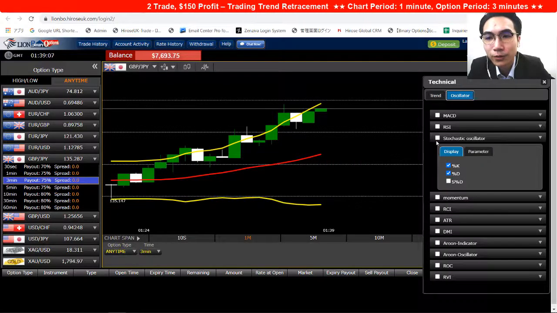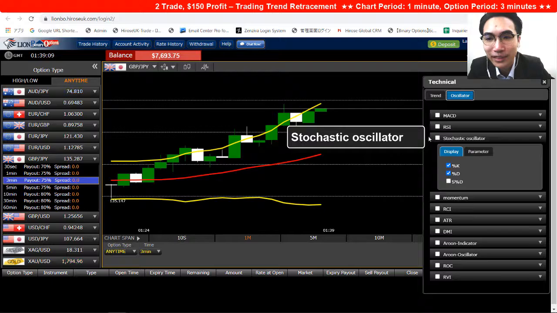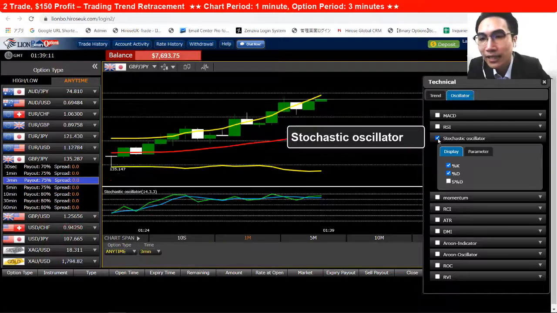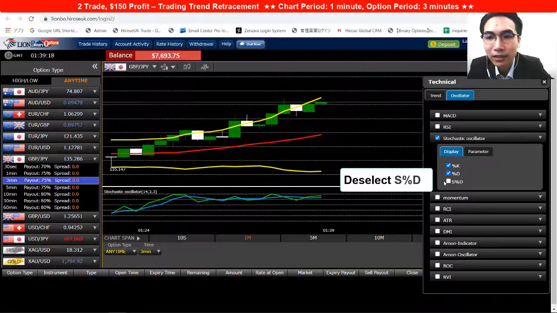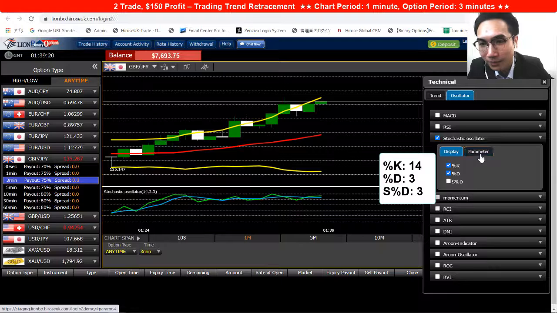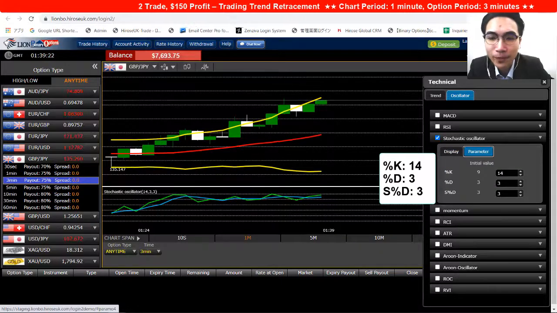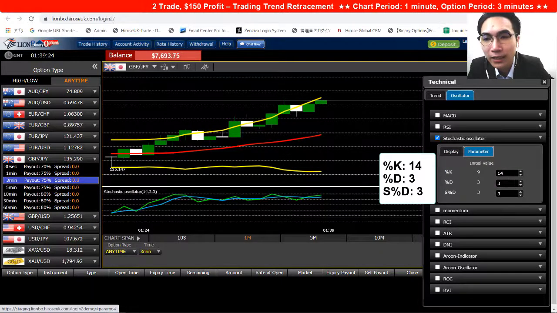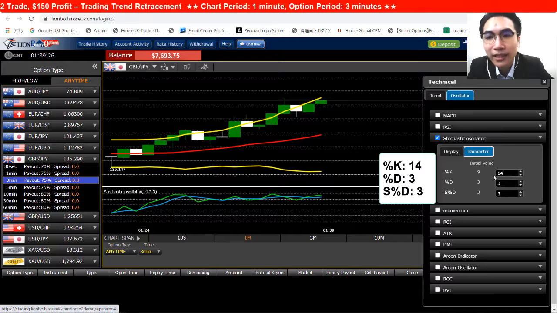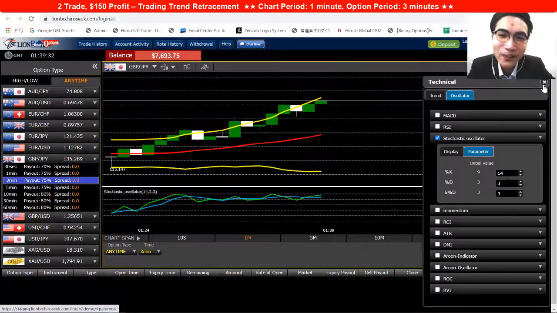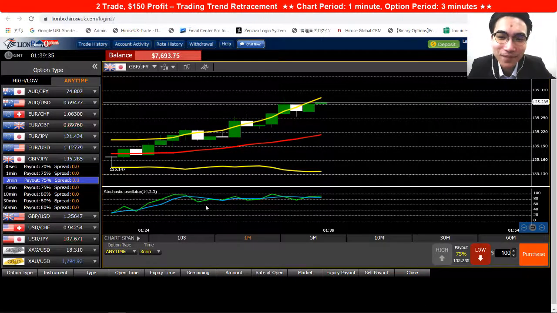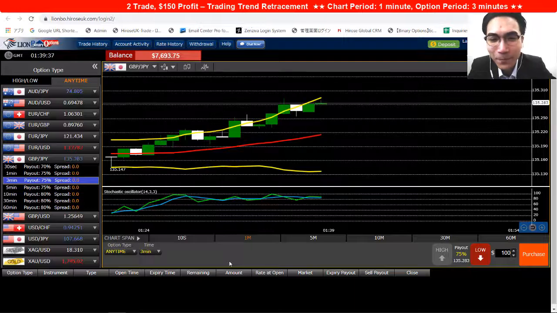Next, we will go to oscillator and put a tick on the stochastic, and then we will deselect the last option there, the %D. Then we will go to parameter, click on that, and change the parameter to 14, 3, 3. Again, 14, 3, 3. Okay, that's it. That's all you need to do with the indicator, and then next we will change the option period and chart period.